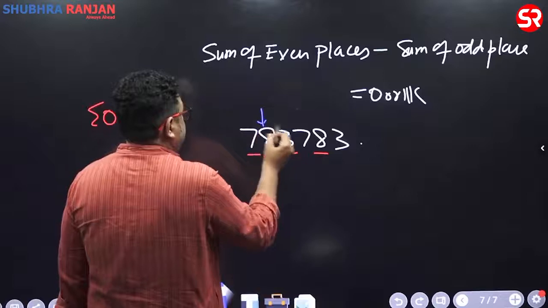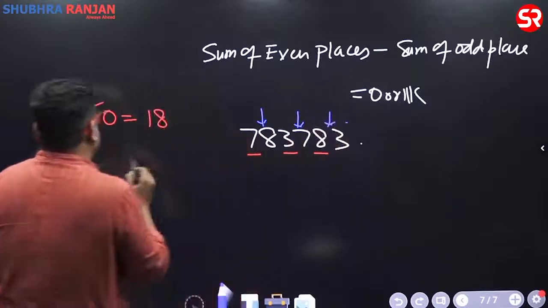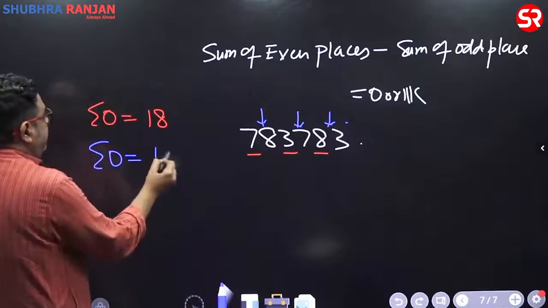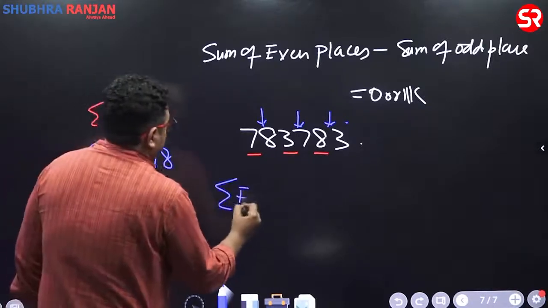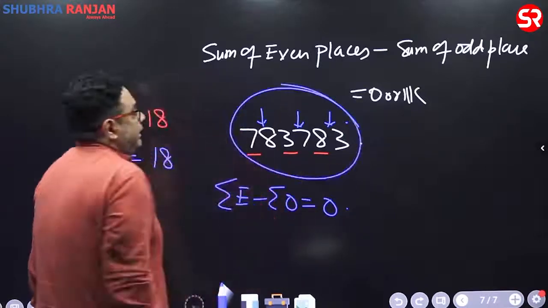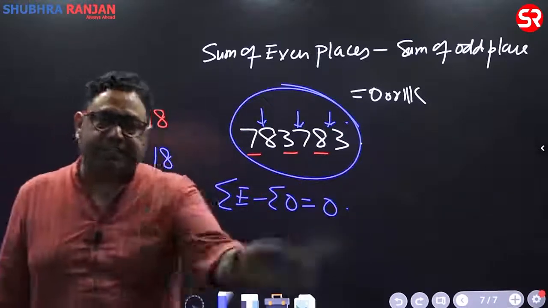Sum of even places. So here sum of even places comes out to be 8 plus 7 plus again 18. So if we say sum of even minus sum of odd comes out to be 0. So 783 is a multiple of 11, agreed.